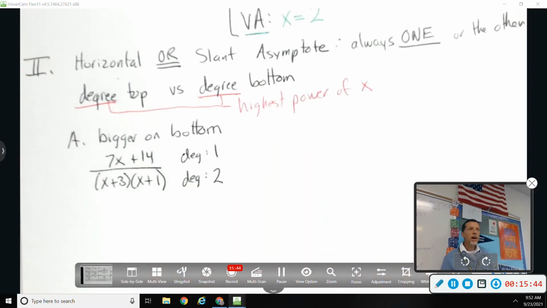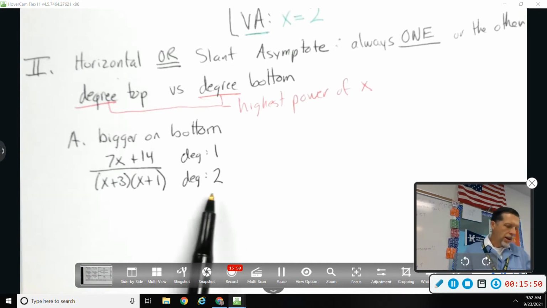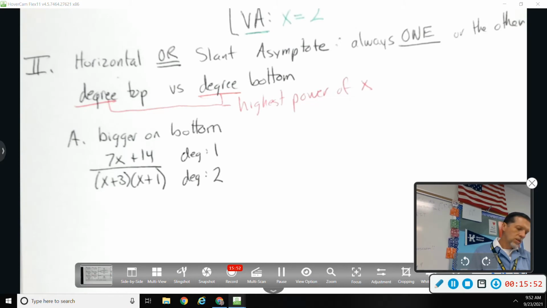Be careful if there's a double root, right? Because that would add an extra one, or a triple root. So if it's all multiplied out, that degree is 2. Right? Because I'd have x squared. And after that, it doesn't really matter what I have for this part of the problem.